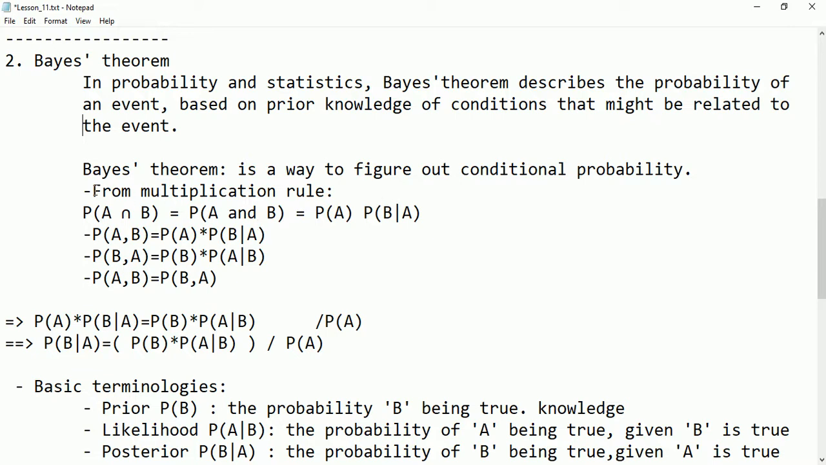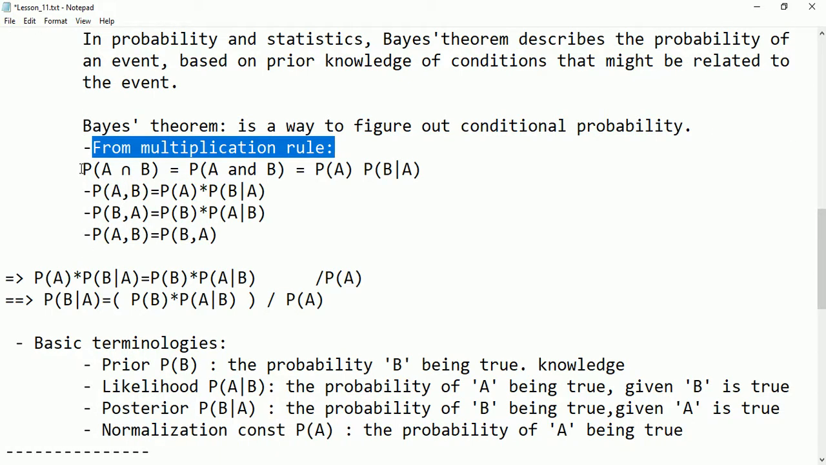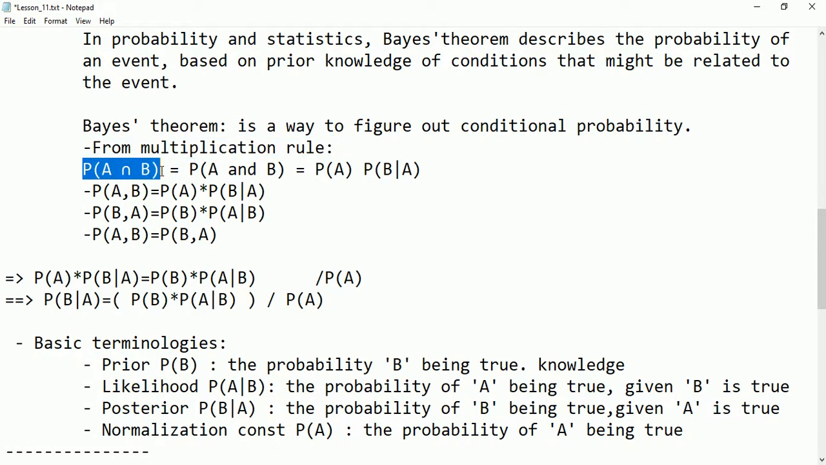Here we have the multiplication rule, as we said before. If you remember, their intersection or multiplication rule: P of A intersect B is equal to P of A into P of B given A.